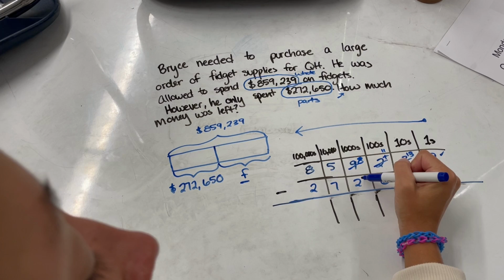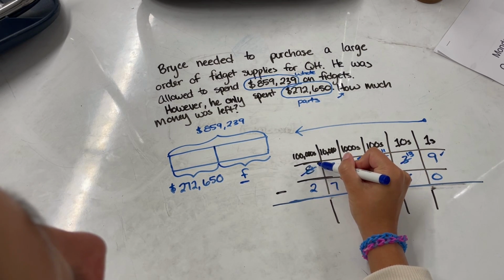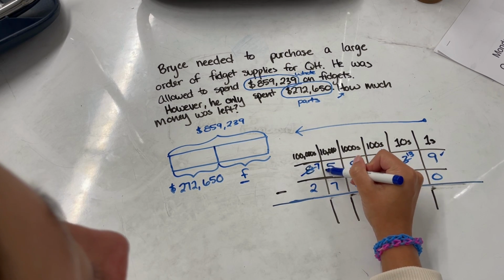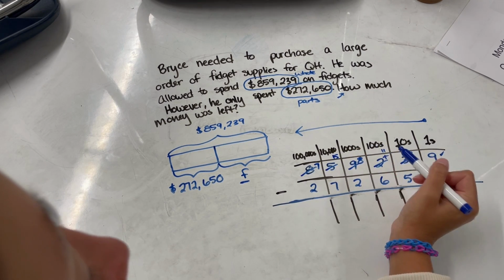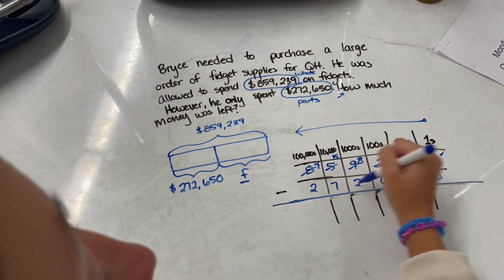8 is bigger than 2. 5 is smaller than 7. So again, I'm going to borrow from the 8. The 8 will become a 7, and my 5 will become 15. Okay, now all of my units on top are larger than the units on bottom.